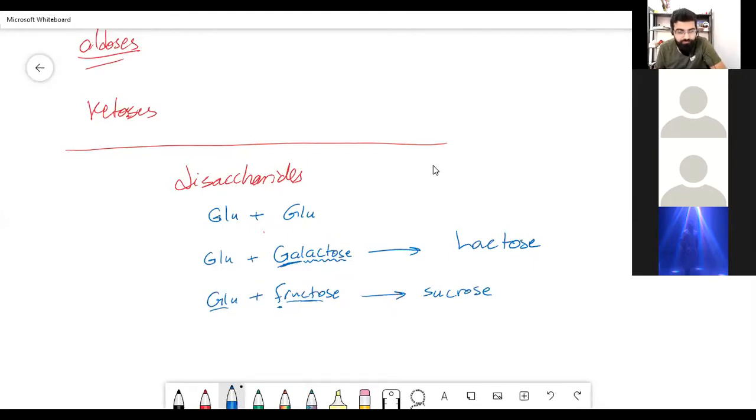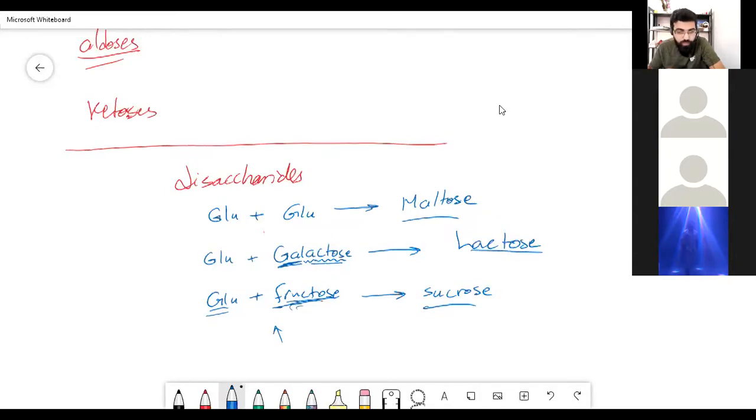Come to the first one. Glucose with the same glucose gives you maltose. Remember Maltesers? But don't write Malteser, write maltose. So glucose with glucose is maltose, glucose with galactose is lactose, and glucose with fructose, found in fruit sugar, is sucrose, also called saccharose. Easy to memorize. These are the disaccharide examples.